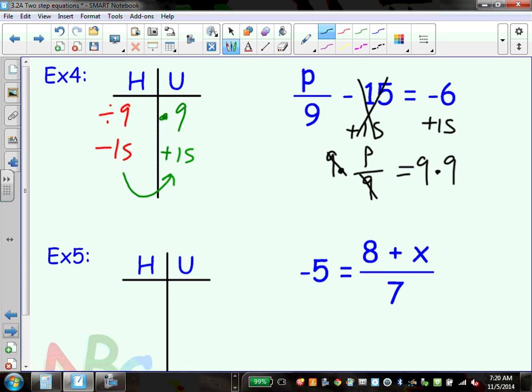These 9's are going to cancel out, since one is multiplying and one is dividing. These 9's are going to multiply, as is there. So we're going to have 9 times 9 is 81. And p is left alone. It's really 1p, but 1p is just p. So I'm going to write that. Done. That one is finished.